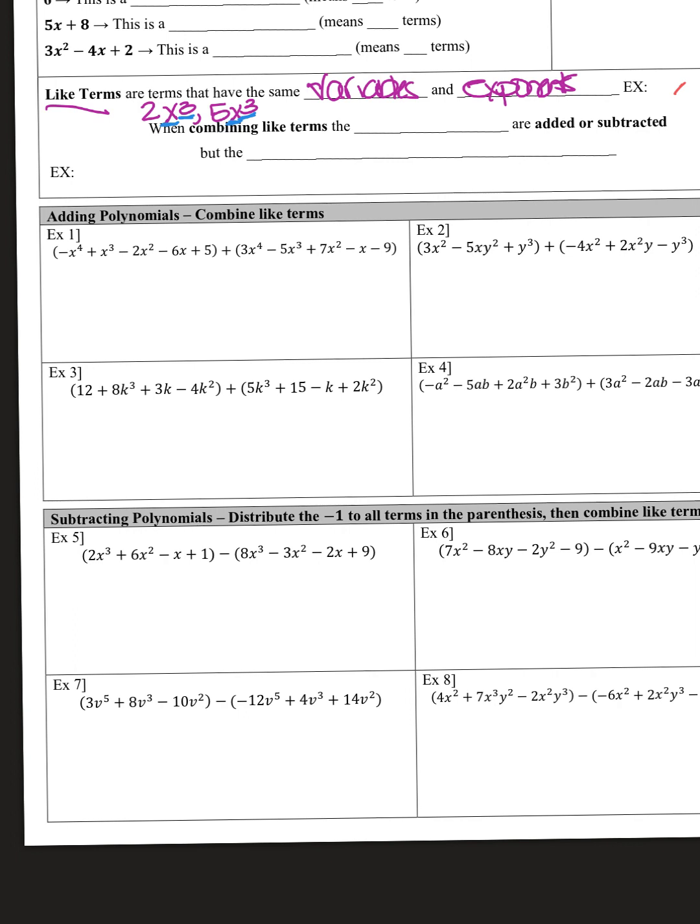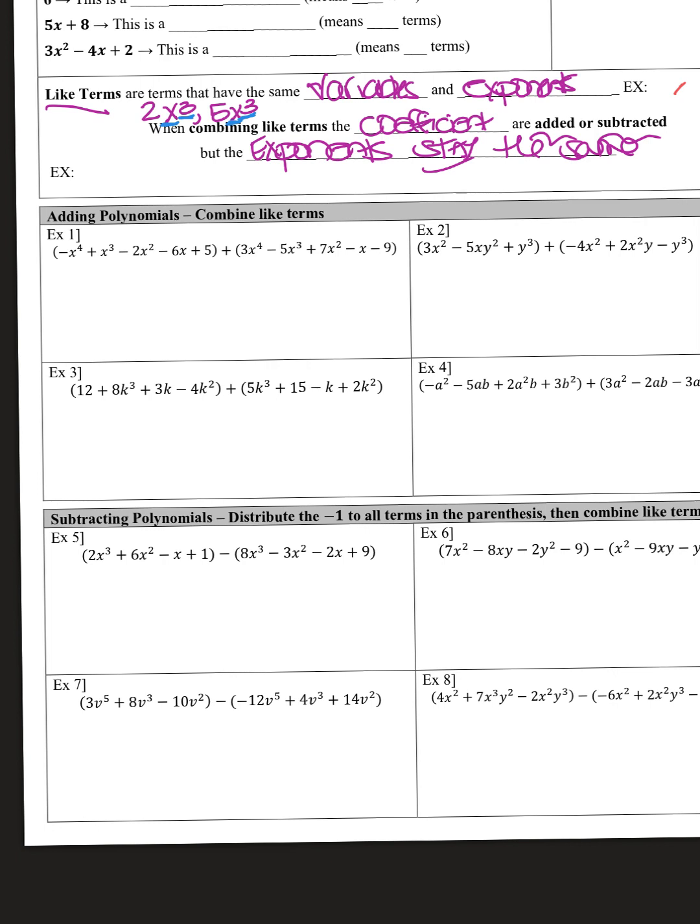When combining the like terms, it is the coefficients that we are going to be adding and subtracting. We are only adding or subtracting the coefficients, but the exponents are going to stay the same. That is the key point here, that the exponents stay the same. Okay, we do not do anything different with the exponents.